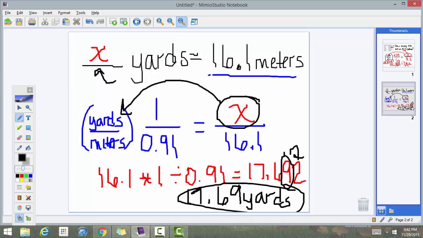I'm sorry for the bad handwriting if you can't read that. It's 17.69 yards, and that is your final conversion for how many yards are in 16.1 meters.